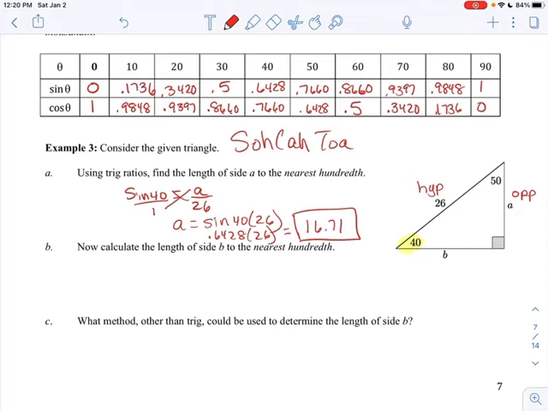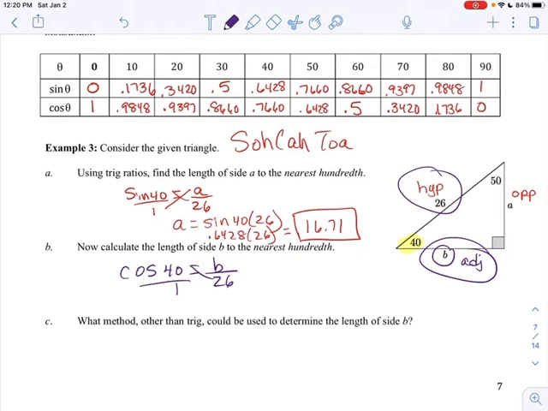All right, so same thing, I want to find the length of side B to the nearest hundredth. So now I'm trying to find B. Let me switch colors here. So I'm trying to find B. This is adjacent. So I've got adjacent and hypotenuse, and therefore I'm going to use cosine. Cosine of 40 equals adjacent over hypotenuse. Put a 1 under here, cross multiply. 1 times B is B. Cosine of 40 times 26. Cosine of 40, I can look at my chart right here, but I would really just do it in my calculator. 0.7660 times 26, and that gives me 19.92.